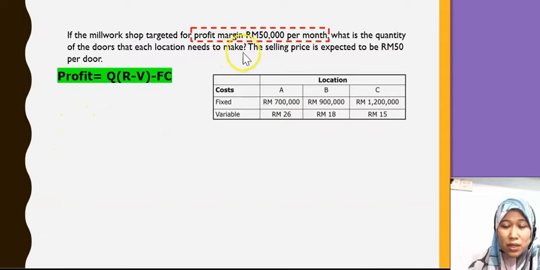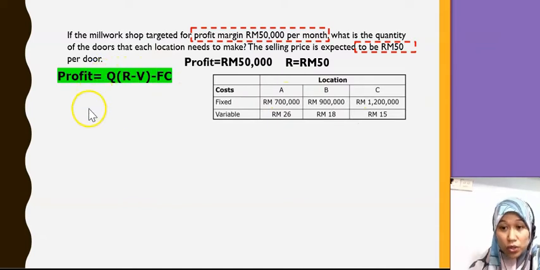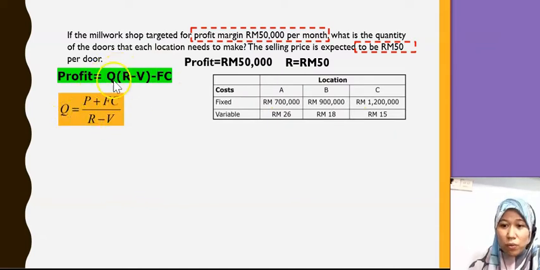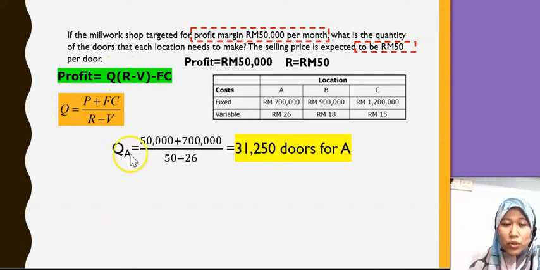So you start with the information yang you need, profit margin. So profit dah bagi RM50,000 and then 50 is the selling price. That one is the R. So profit ada, R ada, V ada kat sini, FC ada kat sini. So yang tak ada Q, they are looking for Q. So I rearrange the formula. So I want to find Q. So I buat Q untuk location A. Plug in the info. So profit RM50,000. Fixed cost dia adalah RM700,000. Bahagikan dengan 50 is the R minus 26 is the variable cost. So dapat RM31,250 untuk location A.